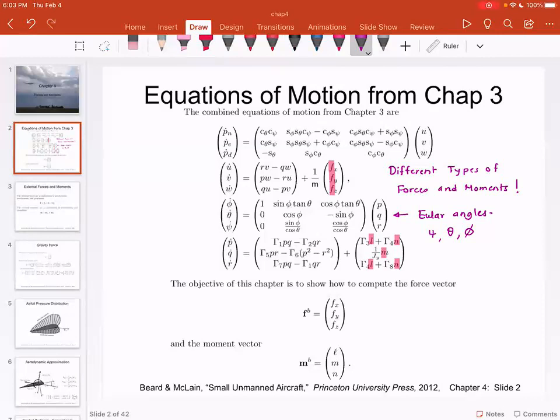So when we look at the MATLAB simulation, we can look at the equations of motion in the Euler angle form or in the quaternion form, and then we will try to implement the external forces and moments on the differential equations of motion.